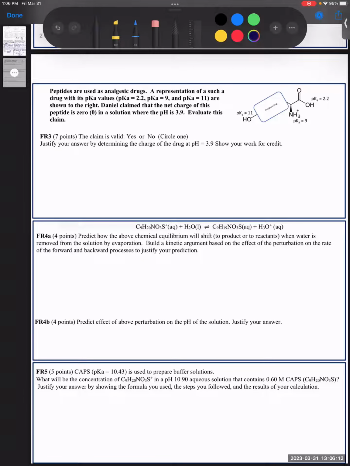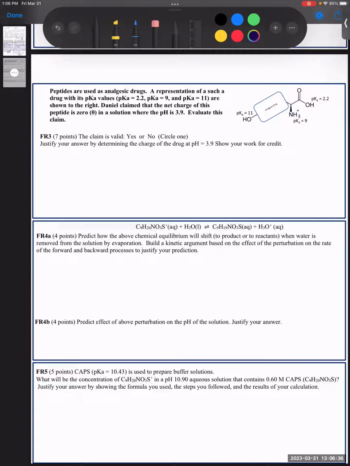Okay, moving on. Free response question 3. The claim is valid. So now we are given a drug. You are given the pKa values for each group over here. Claimed that the net charge of this peptide is 0 in a solution where the pH is 3.9. So let's evaluate this claim.